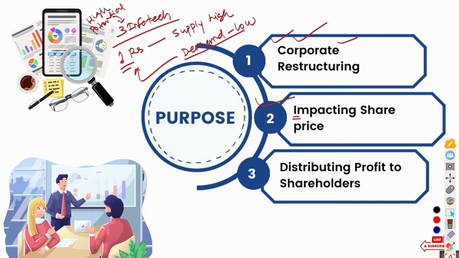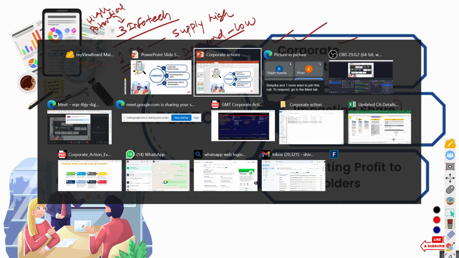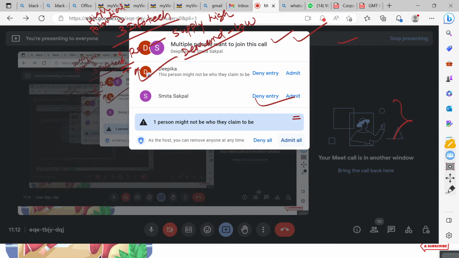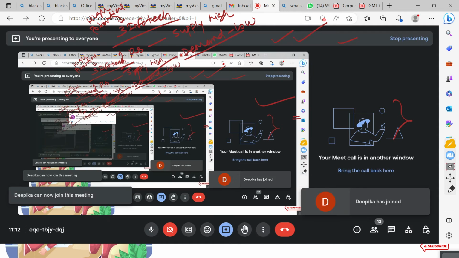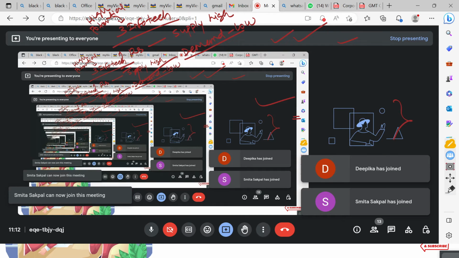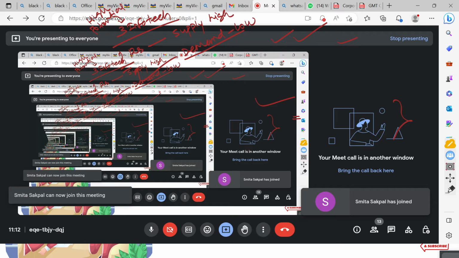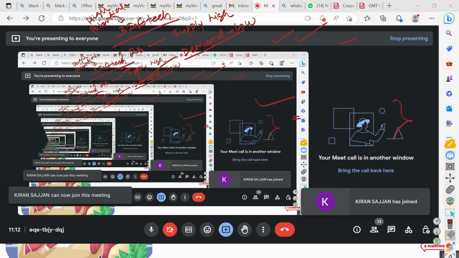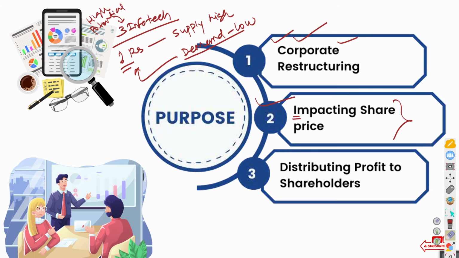But here the company wanted appreciation in the price, the board wanted to impact the share price. Who joined? I would request guys, please join at the same time, because it doesn't make any sense if you join back to back after a few minutes. That creates a problem for me, so please don't do this. It's a humble request.